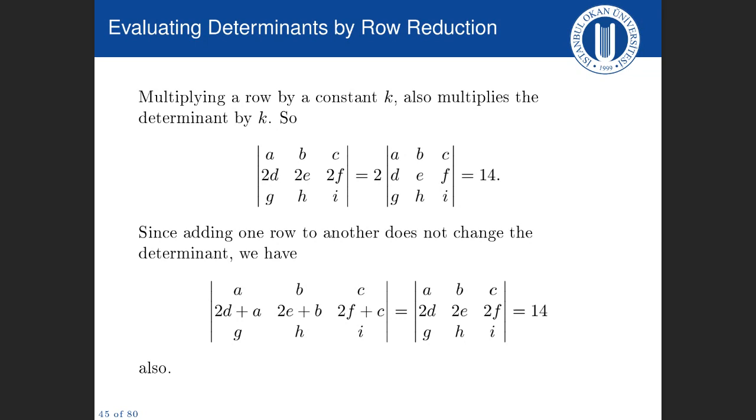We're not finished yet. We also need to add row 1 to row 2. And what happens if we add a multiple of one row to another row? The determinant does not change. So the determinant of the matrix that we want is also 14.